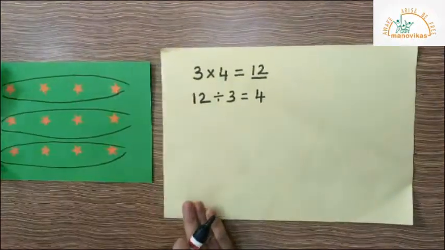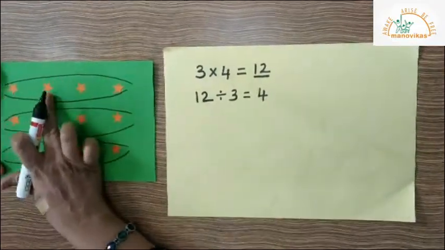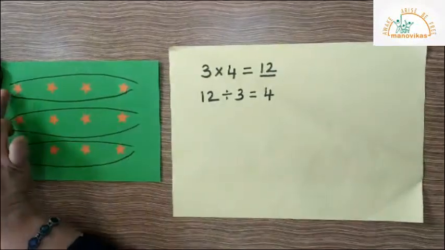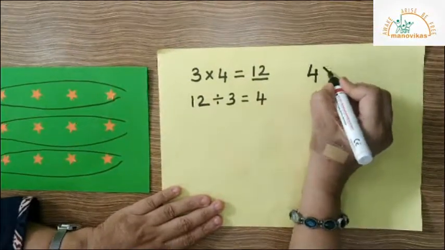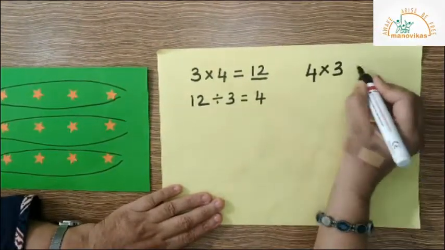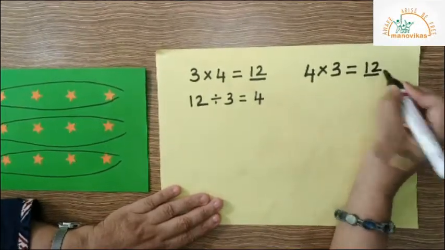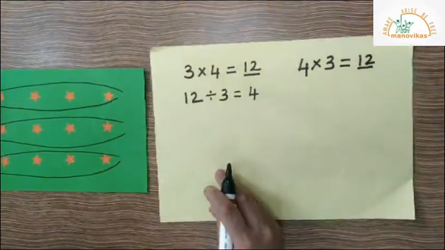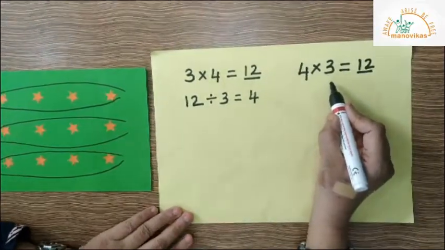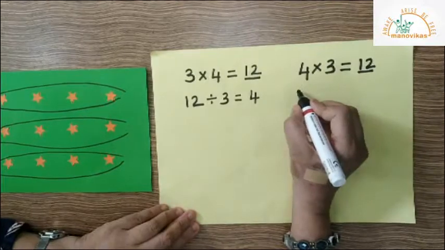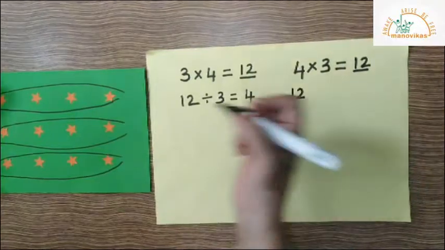Now see here, to find the total number of stars in this grid, there are 4 columns, 1, 2, 3, 4, and 3 rows, 1, 2, 3. So we will multiply 4 columns and 3 rows, and that again will give us a total of 12 stars. Now again, in this grid there are 12 stars. To write the division fact for this multiplication sum, we will again take the total number of stars, that is 12.